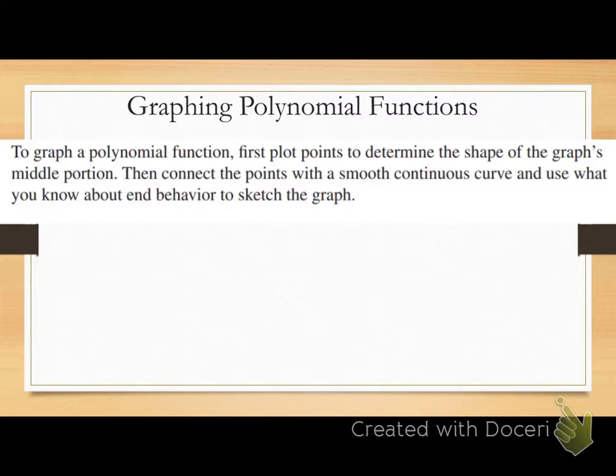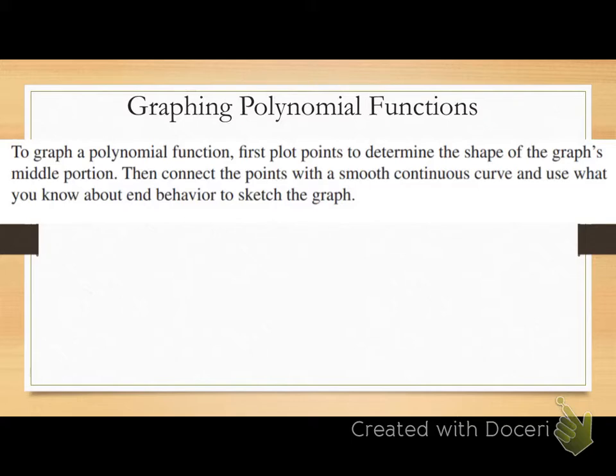Graphing polynomial functions. To graph a polynomial function, first plot points to determine the shape of the graph's middle portion. We're going to get that middle part of our graph first, and we'll go from there. Then connect the points with a smooth, continuous curve, and use what you know about end behavior to sketch the graph. Do you guys remember that chart from yesterday where it was either even or odd degree, and the leading coefficient was positive or negative, and it told us what the end behavior was? We're going to be using that today as well. Okay?